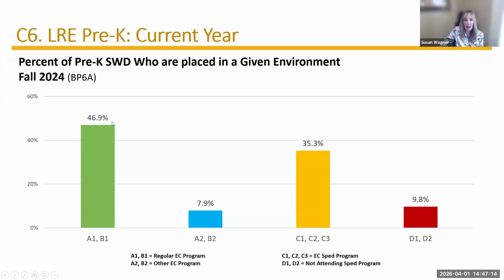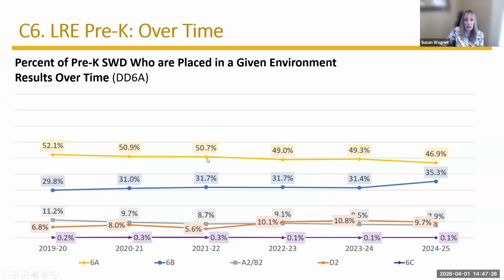Most recently, it's about 47%. And then the C1, C2, C3 rate is the indicator 6B rate. So they're attending a separate classroom, separate school, separate facility, 35.3%. If we look at data over time, the 6A rate has decreased slightly from 52.1% in 1920 to 46.9%.